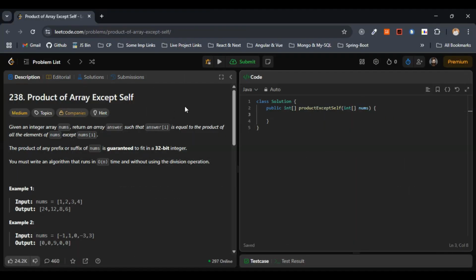Hello everyone. Today let's solve problem number 238, Product of Array Except Self. What the question states here is that we are given an integer array nums, and we have to return the array answer.